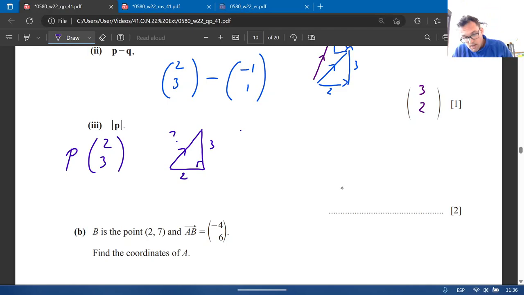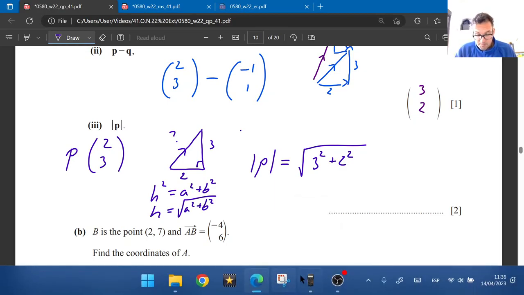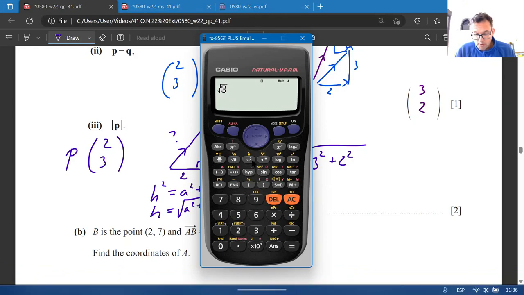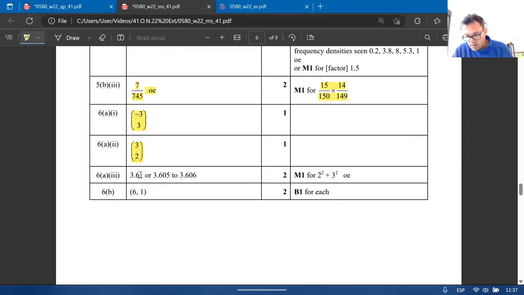So it's simply the magnitude of P is the square root of 3 squared plus 2 squared. Okay. If you remember Pythagoras, the hypotenuse squared being a squared plus b squared, meaning the hypotenuse is the square root of a squared plus b squared. That's it. That's why we do that. So all you do is square root of 3 squared plus 2 squared equals 3.61. So three significant figures. Okay, unrounded also gets you your marks.